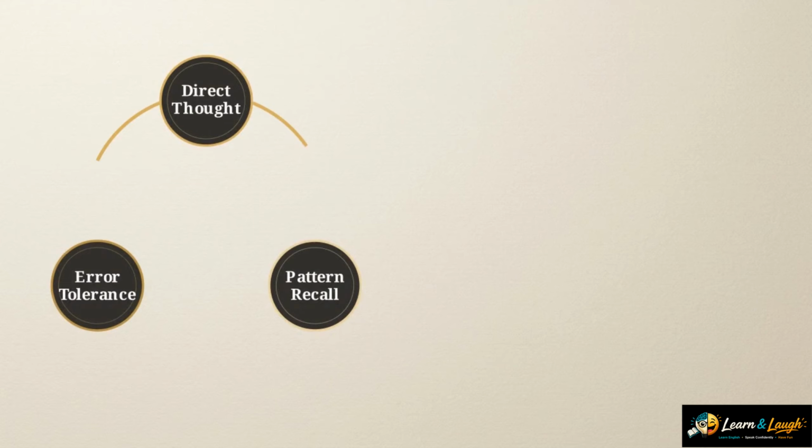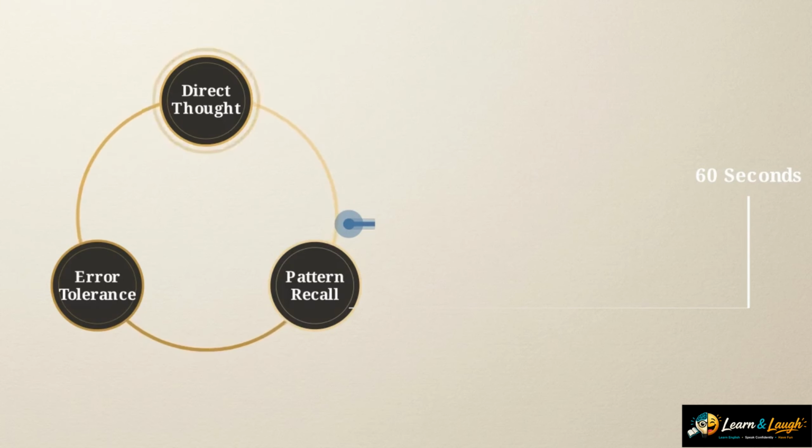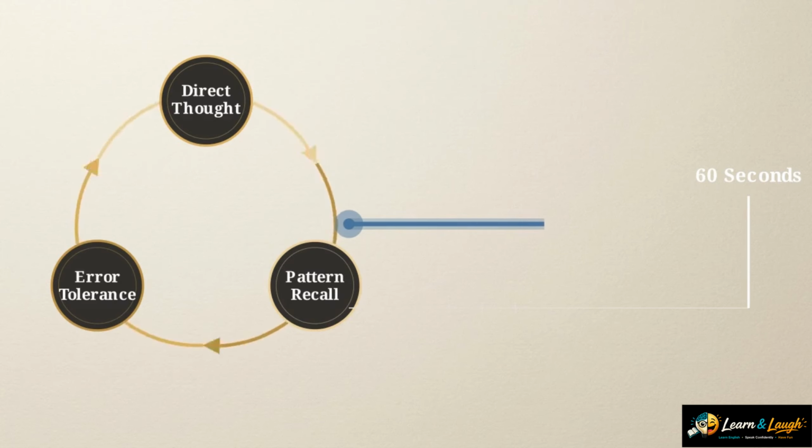These elements merge into a synthesis loop for the Day 7 capstone, the 1-minute speaking challenge. You will combine direct thought, pattern recall, and error tolerance by speaking continuously about a familiar topic. This exercise integrates every habit you've practiced. It places you under moderate pressure to maintain an unbroken stream of speech for a full 60 seconds.